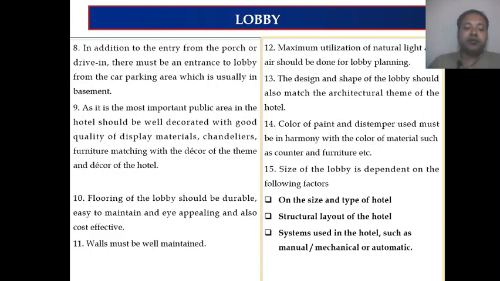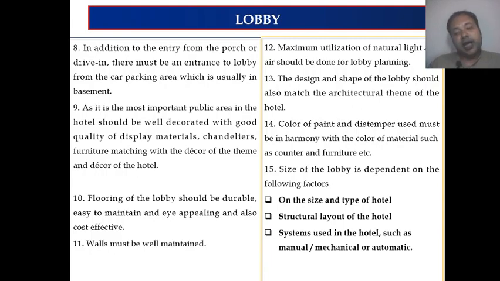Flooring of the lobby should be durable, easy to maintain, eye appealing, and also cost effective. Walls must be well maintained, and maximum utilization of natural light and air should be done in lobby planning. The design and shape of the lobby should also match the architectural theme of the hotel. The color of the paint and the distemper used must be in harmony with the color of the materials. So finally, the color of the lobby and the air circulation in the lobby area matter.